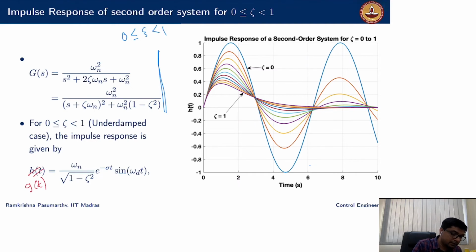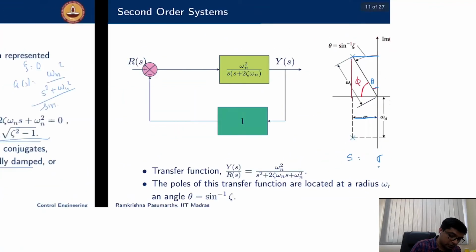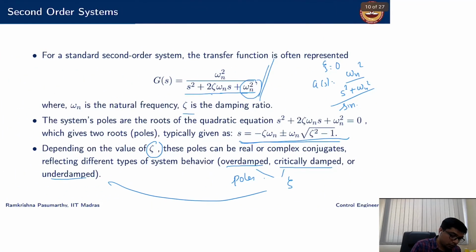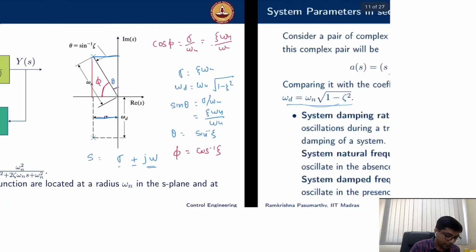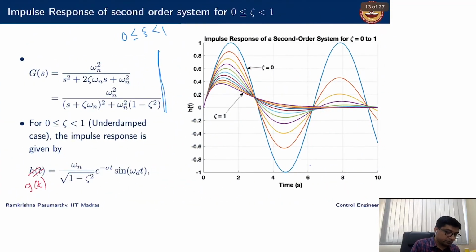That is the reason why, in these general solutions, if zeta is less than 1, this will become imaginary, right? And therefore I will have complex conjugate roots. Okay, so this is the underdamped case, and the impulse response is given by something like this. This is nice to see, right? So I have exponentially decaying terms multiplied with the sinusoid.